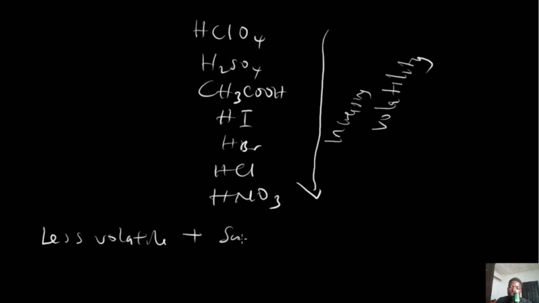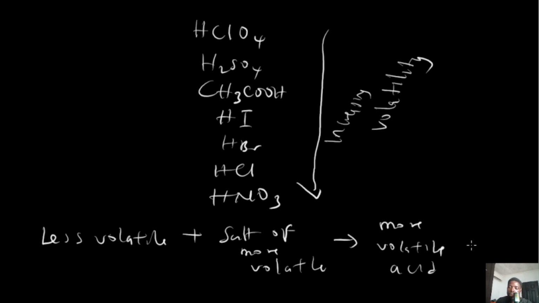Now, these ones that are up, the less volatile acid plus salt of a more volatile acid will give the more volatile acid and salt. So just have that in mind, that based on volatility, you will notice that ethanoic acid can be used to produce hydrochloric acid because it is less volatile than hydrochloric acid.